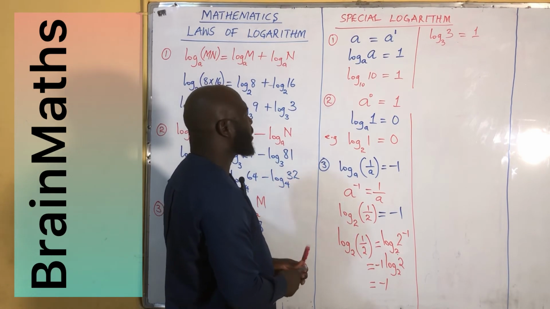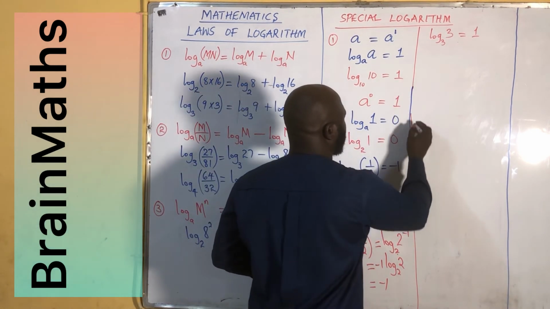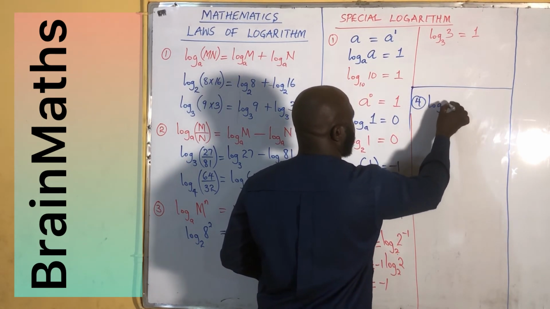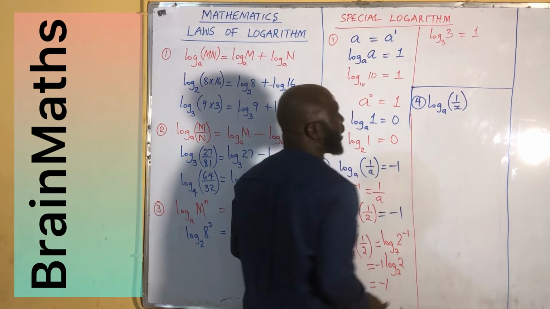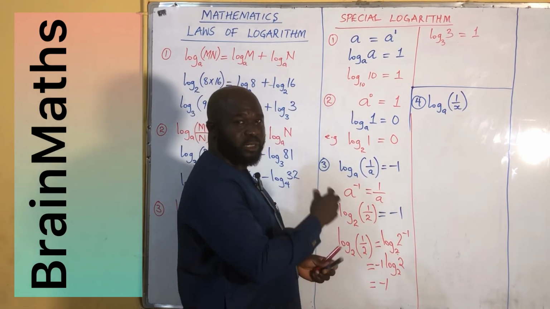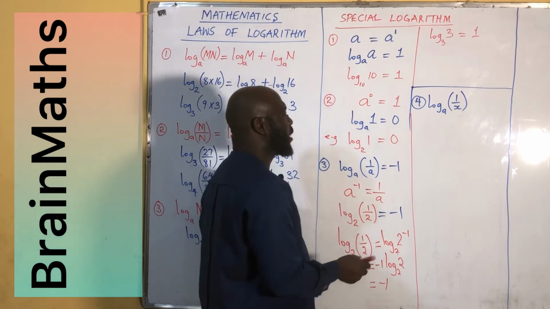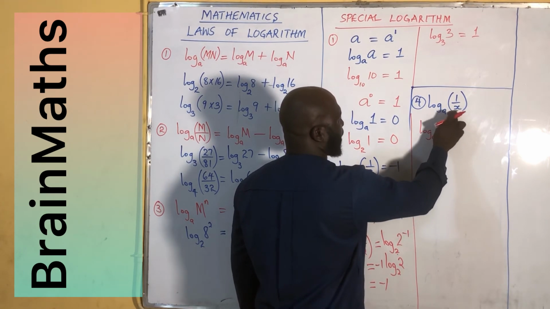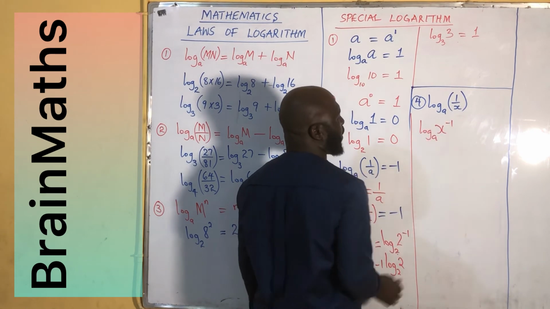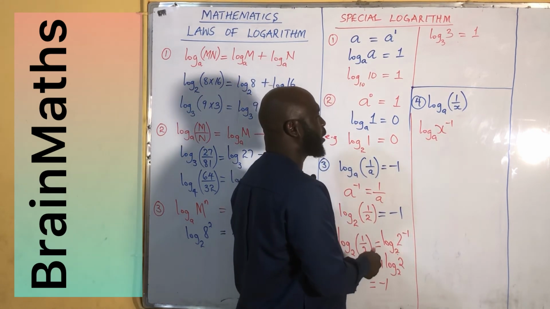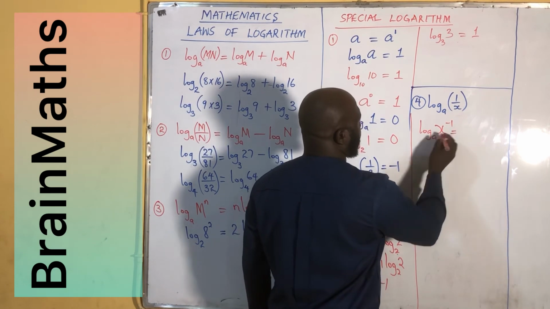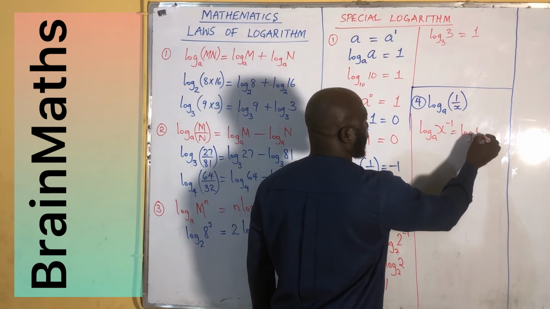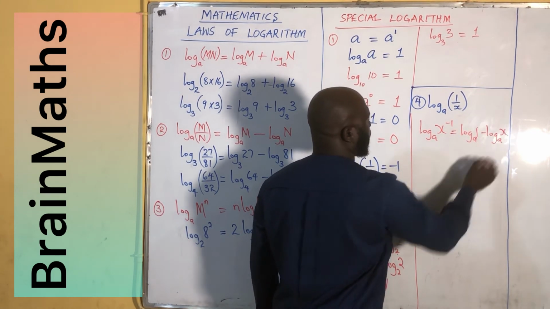Minus 1. And the last one, which is going to be the fourth rule, says logarithm in base a of 1 over x. Now, let's look at this together. If we break this down from what we have been doing in the past, we say logarithm in base a, this can be written as x raised to power minus 1. And if that is broken down, we have logarithm in base a of 1 minus logarithm in base a of x.